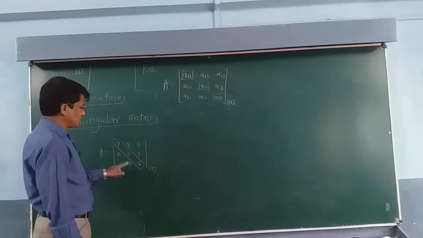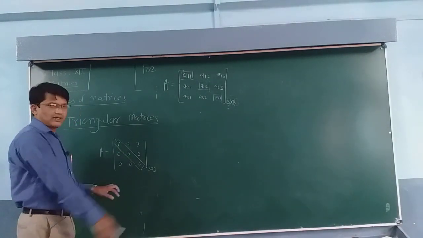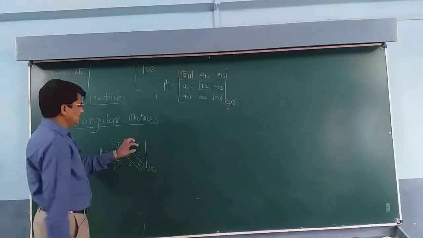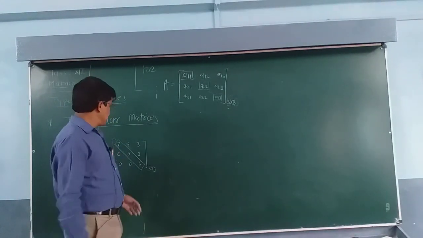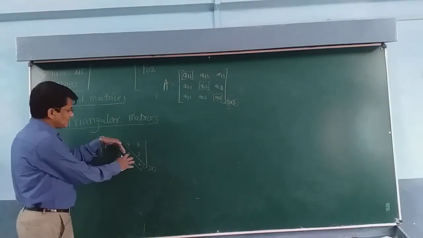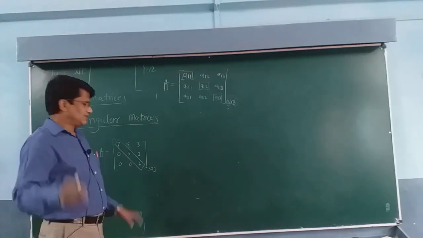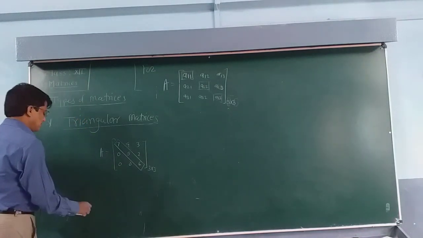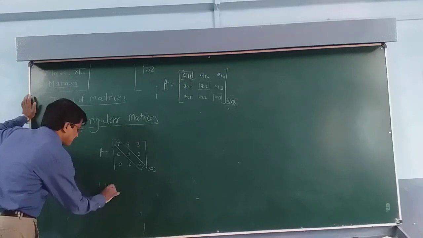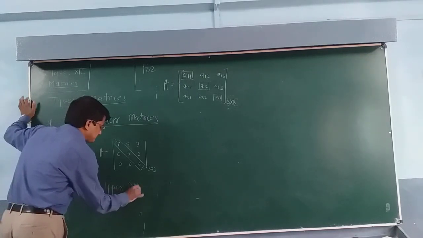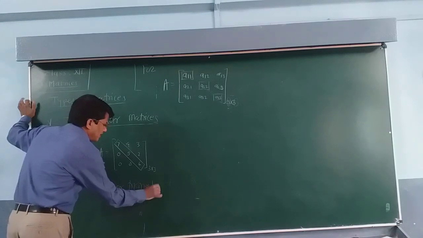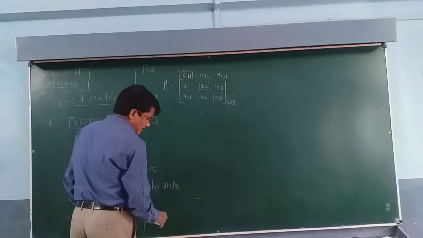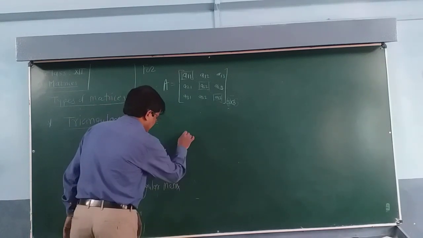0, 0, 0. These elements are below the diagonal, and 4, 3, 2 are above the diagonal. So if all the elements below the diagonal are 0, then this type of matrix is called an upper triangular matrix. So this is an upper triangular matrix. This is about the upper triangular matrix.